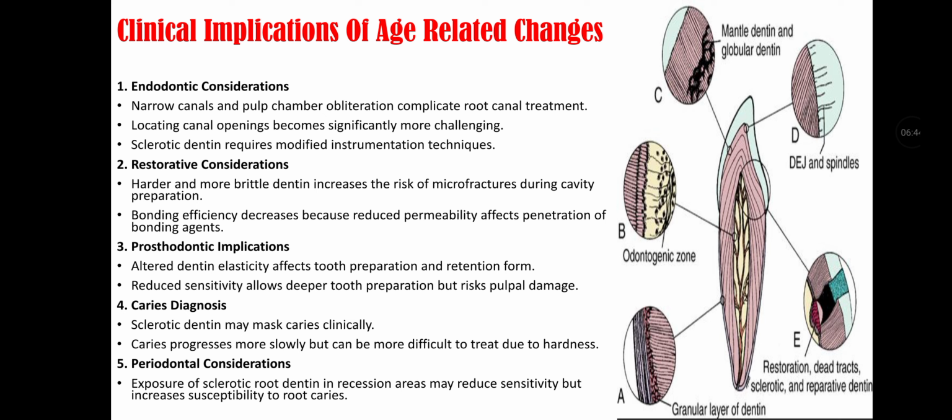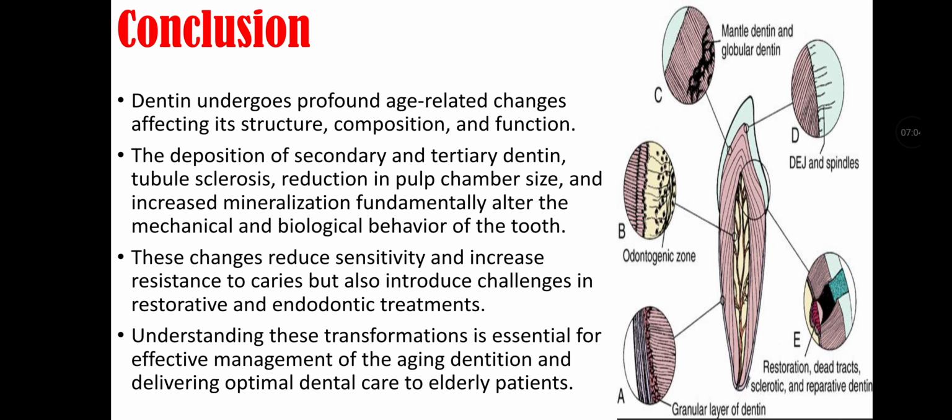Fourth implication is caries diagnosis, as sclerotic dentin may mask caries clinically. Caries progress more slowly but can be more difficult to treat due to hardness. Fifth clinical implication is periodontal considerations, as exposure of sclerotic root dentin in recession areas may reduce sensitivity but increase susceptibility to root caries. Conclusion of this lecture video.